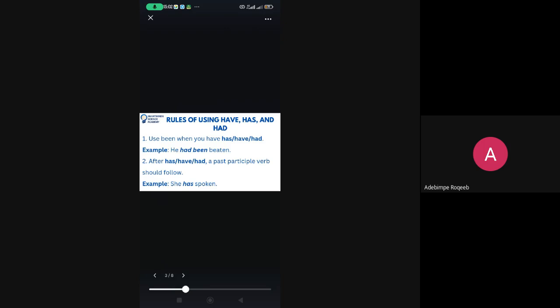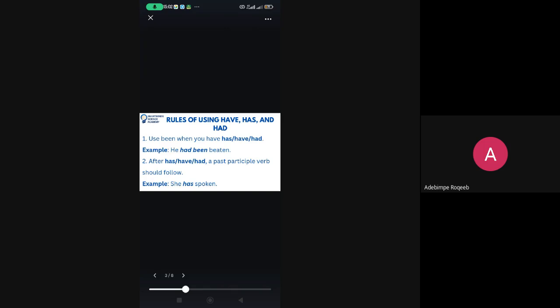Another example you can have is catch, to catch something. The past form is caught and the participle is also caught. Put, when you say "put it there." The past tense of put is still put and the participle is also put. So you have some verbs like that that do not change their form for the past and the participle.